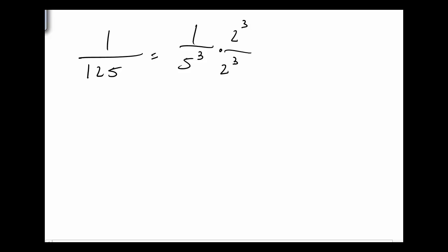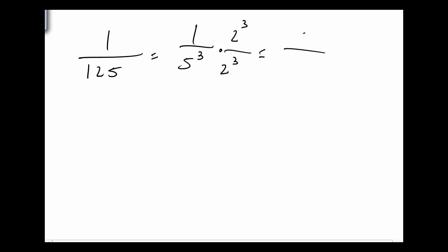Okay, let's do another one. 1 over 125. So we have to think, what is 125? That is 5 cubed. So I'm going to multiply it by something that will give me a power of 10, and that would be 2 cubed. So I'm going to have a 2 times 5 cubed that I'm going to eventually pull out of this.